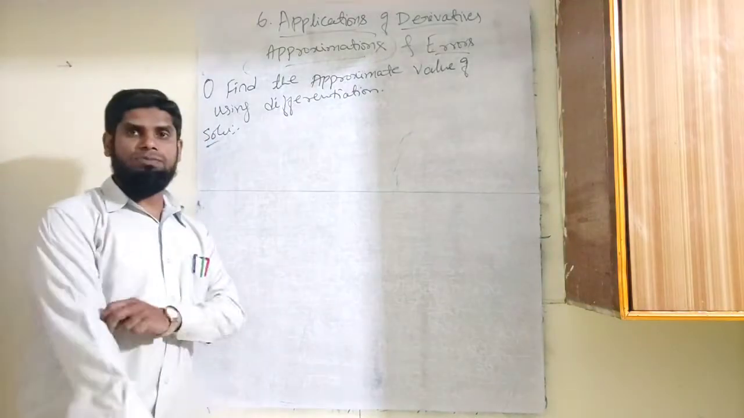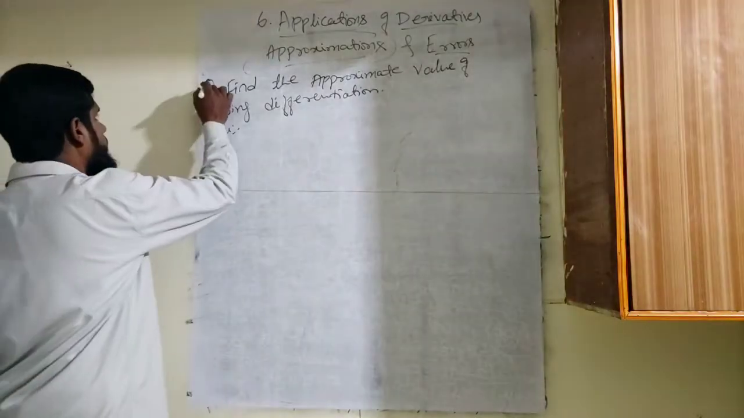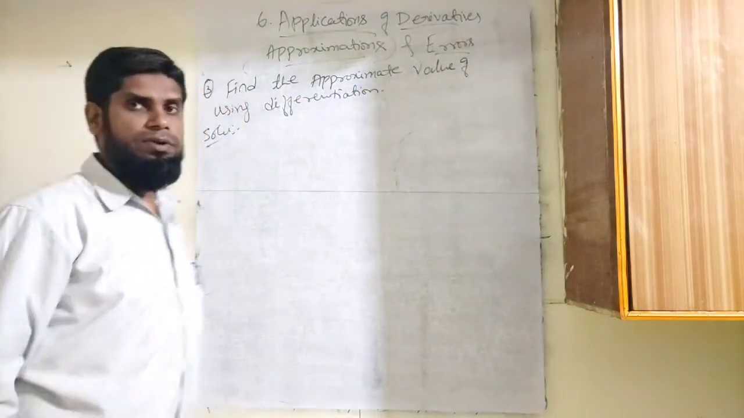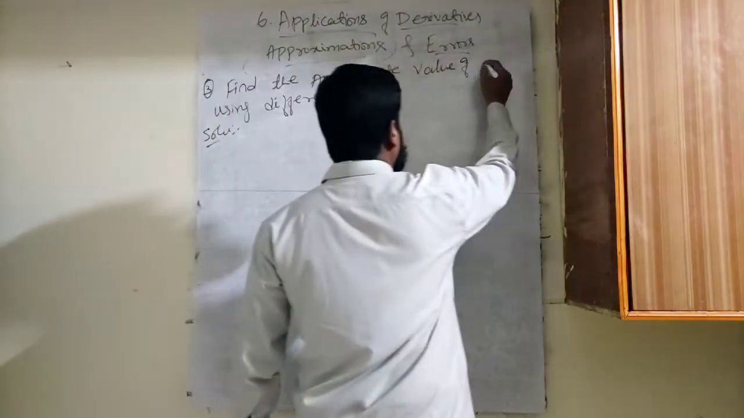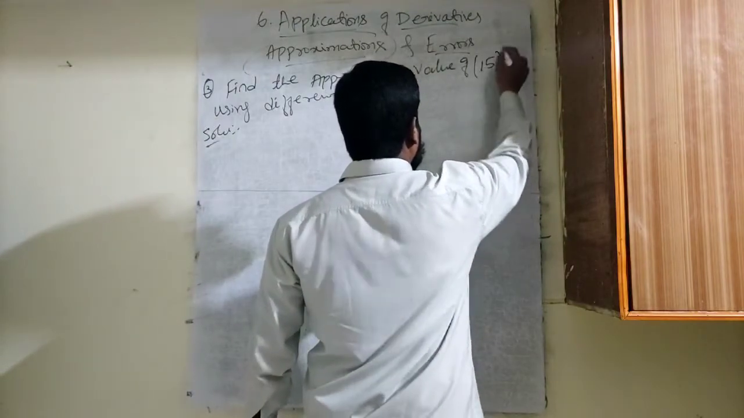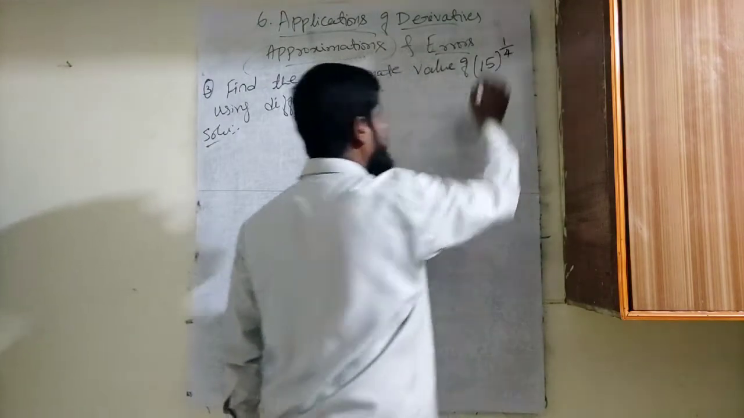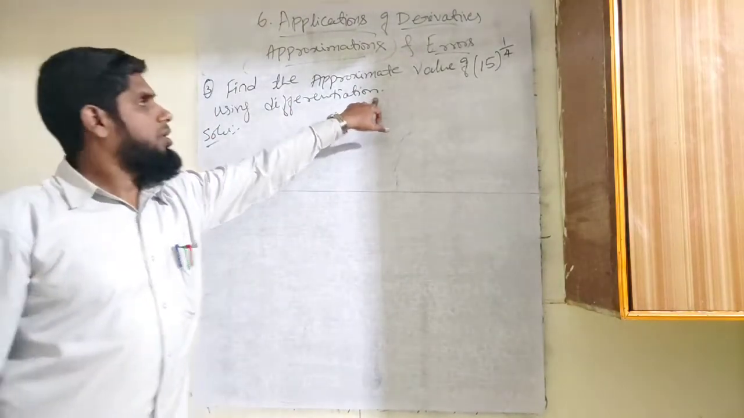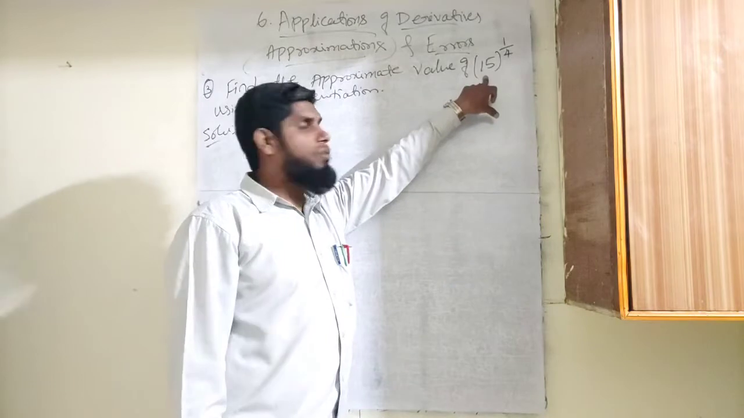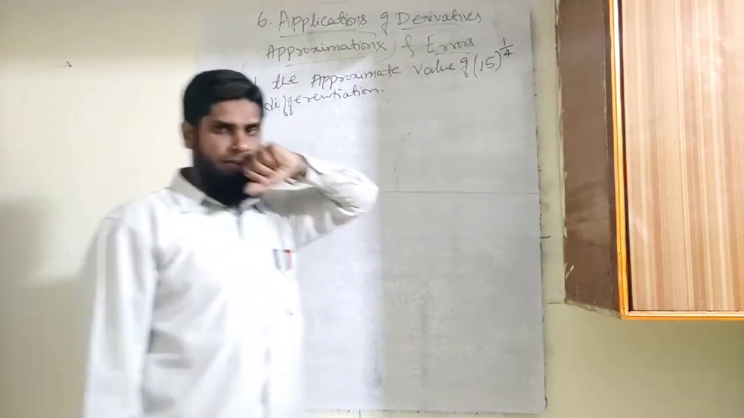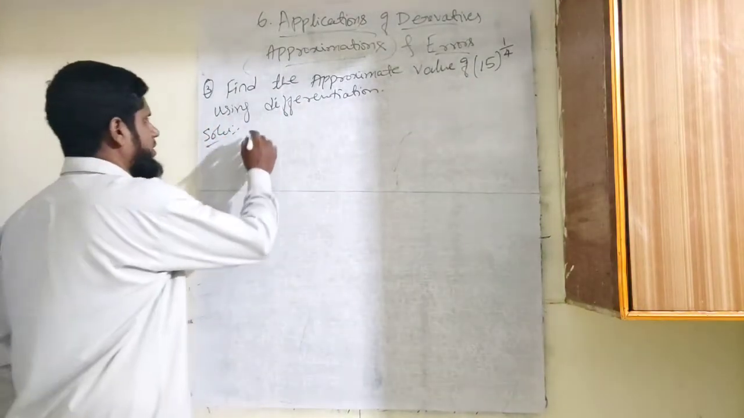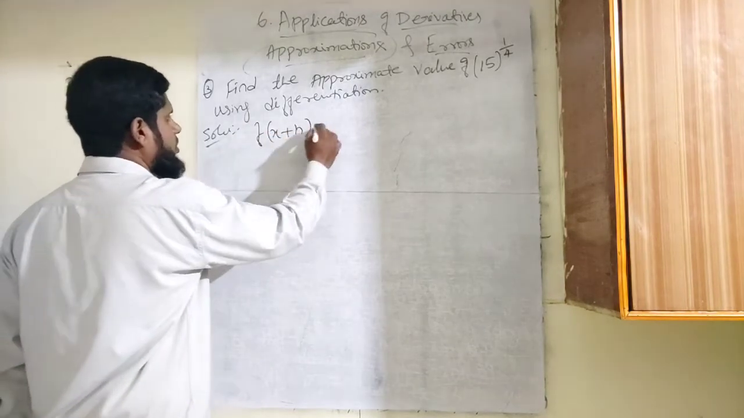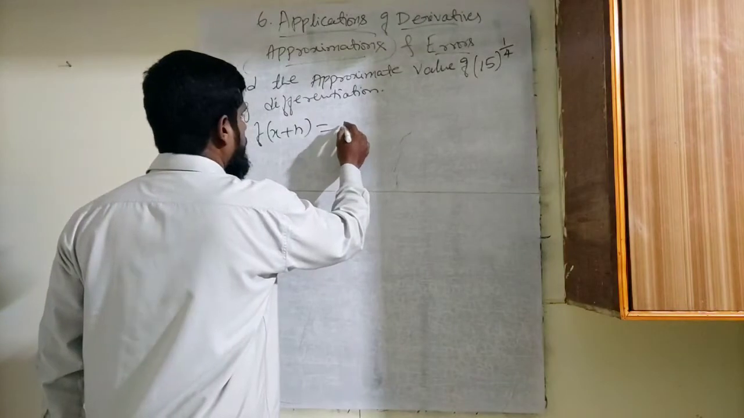Students, now let us go to the next problem. It is the third problem. Find the approximate value of 15 power 1 divided by 4 using differentiation. It is also called as fourth root of 15. Fourth root of 15. So let us write this. F of x plus h is equal to 15.